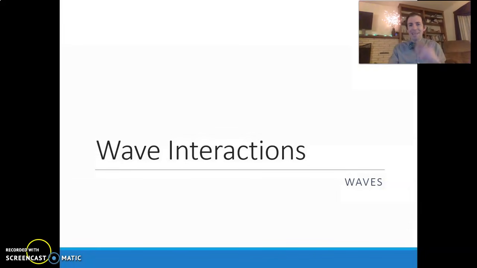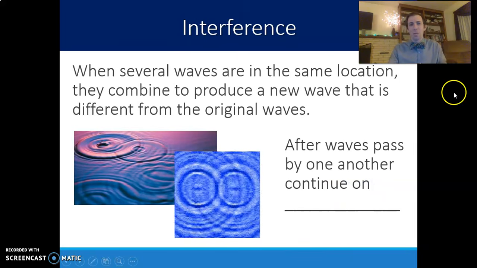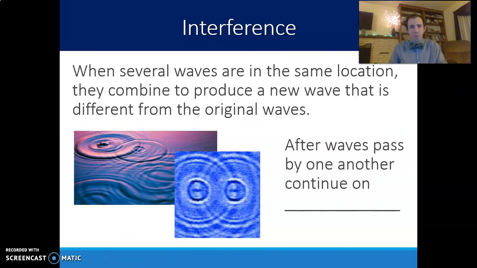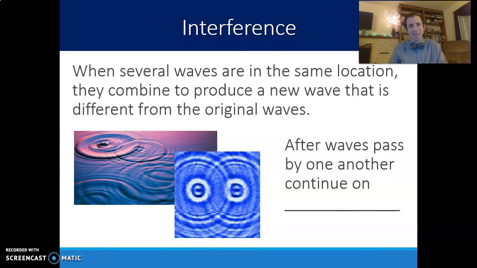Today, we're going to talk about what happens if more than one wave happens in the same place at the same time. Specifically, we're going to refer to this as wave interactions. Now, there is more of an umbrella term when we talk about how waves interact with each other, and we describe that as wave interference. So interference happens when more than one wave is in the same location at the same time.